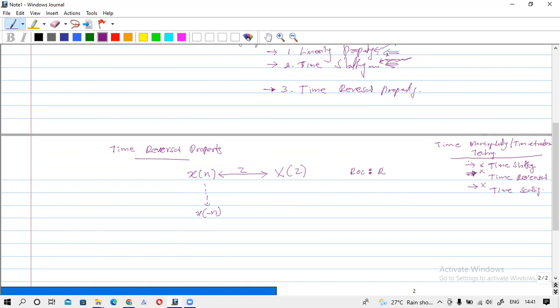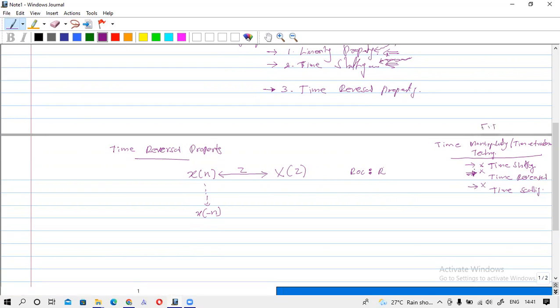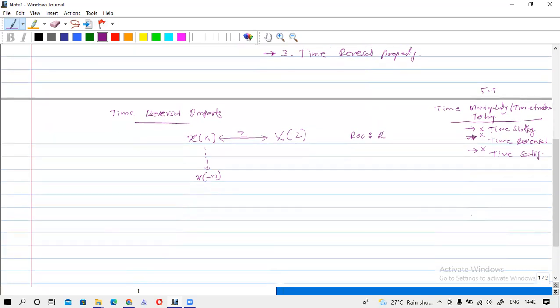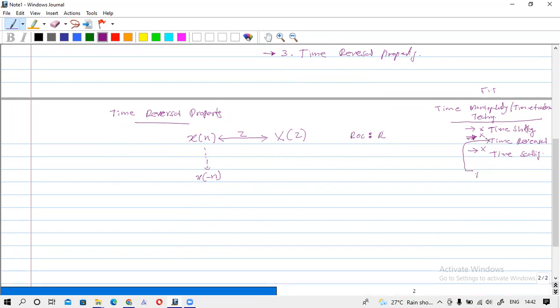If you can't remember these things, please refer to your signals and systems notes. This will be helpful when you are learning the Fourier transform also. You were learning about Fourier transform properties, no? The same concepts are there. So here we are talking about time reversal. Time reversal is sometimes called time reflection.